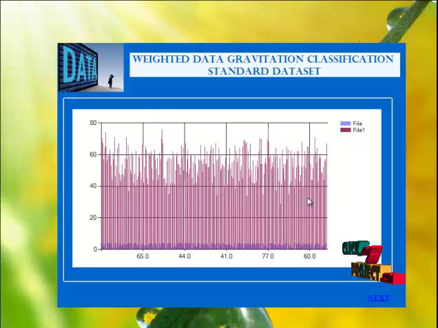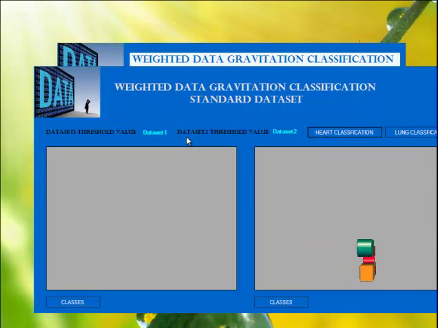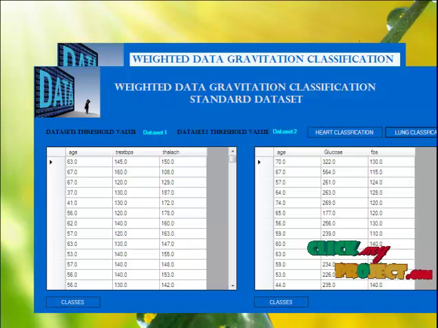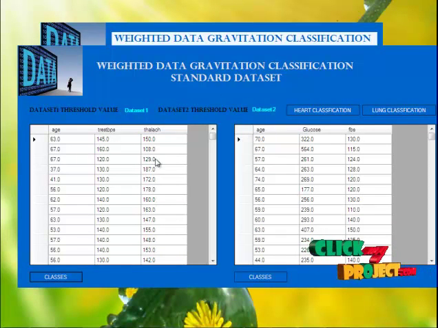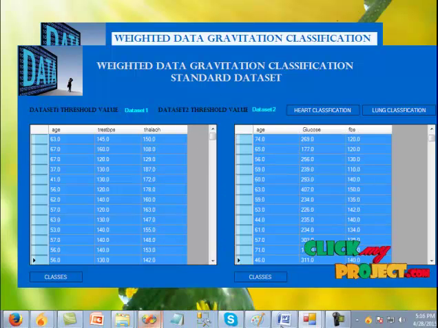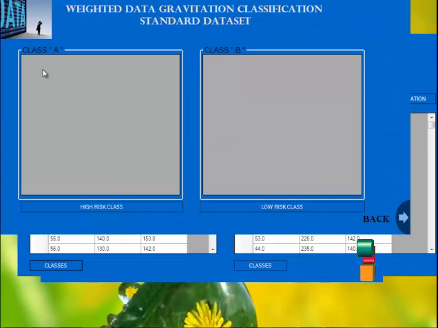A comparison graph will be displayed for both different datasets. Go to the next button. Click the hard classification method. The classification process is working. Click lung classification. In the lung dataset, the classification process is applied. To group the classes, go to the classes button. Among the 14 attributes in the dataset, only 3 attributes have to be classified. Press the classes form. Class A represents the high risk class, class B represents the low risk class.